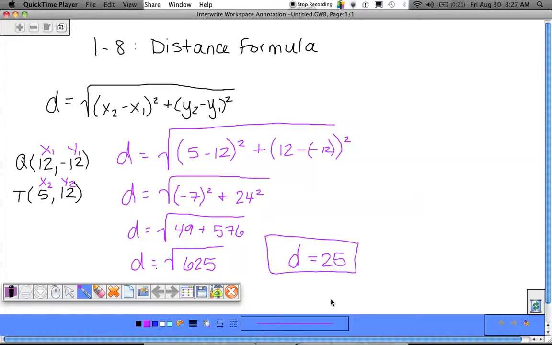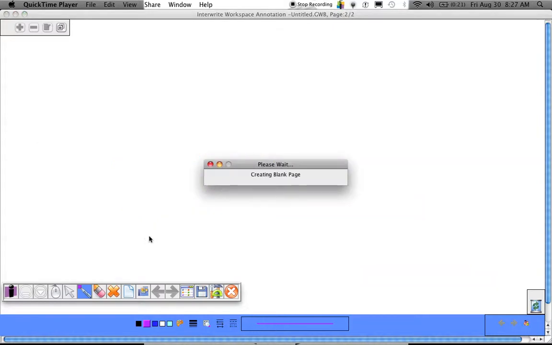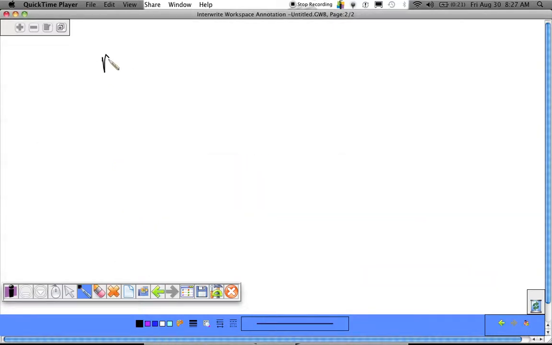So that's all you need to know about distance formula. Now let's talk really quickly about the midpoint formula. And so where distance was a number, there are 25 spaces between those 2 points.